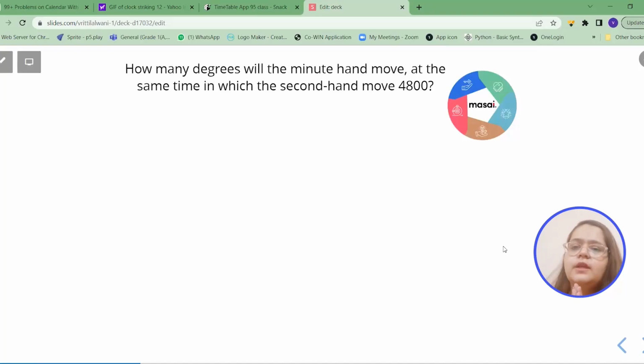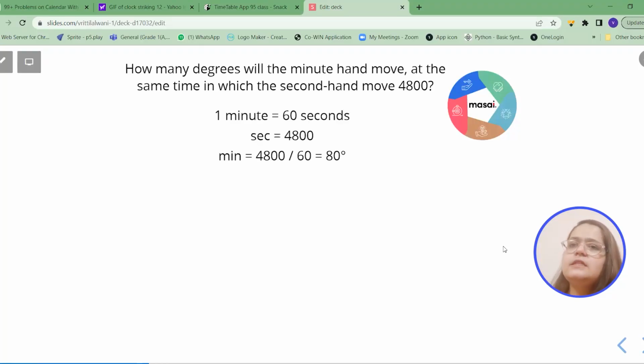So we all know that 60 seconds will bring you 1 minute. That means we can say 60 steps taken by the second hand would be 1 step taken by the minute hand. Correct? So 60 seconds is 1 minute. Or we can say 1 minute equals 60 seconds. So the total the second hand has moved, that is 4800 divided by 60. So the angle would be 80 degree. Correct? So the minute hand has moved for 80 degree while the second hand was taking 4800 steps.